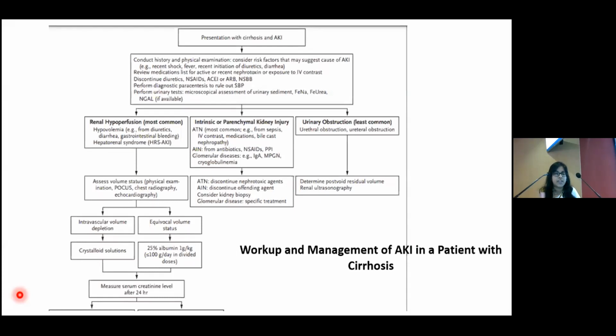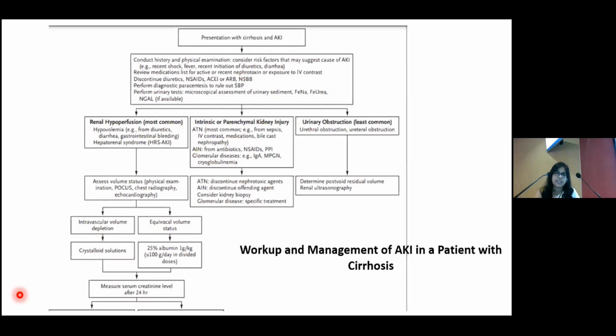And then whether this patient has recently undergone any contrast studies. Then we should do investigations. We have to do a urine full report to see whether there is any active sediment to exclude glomerulonephritis, and renal imaging to exclude any obstructive uropathy. And especially we have to assess the fluid status of the patient.